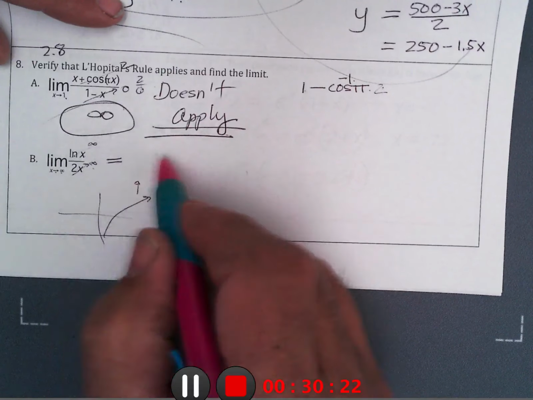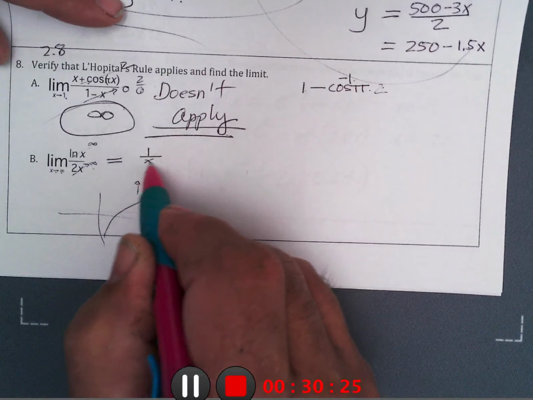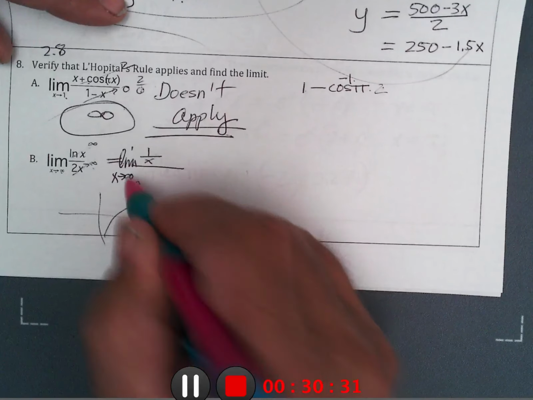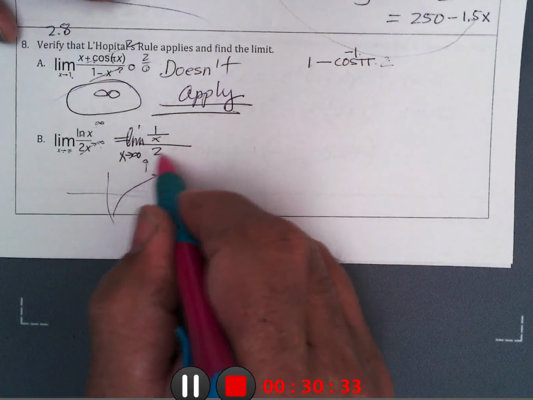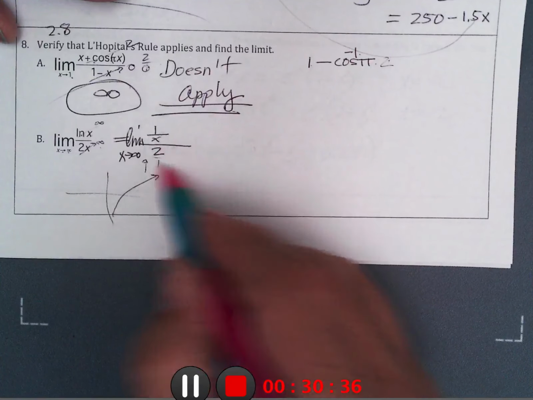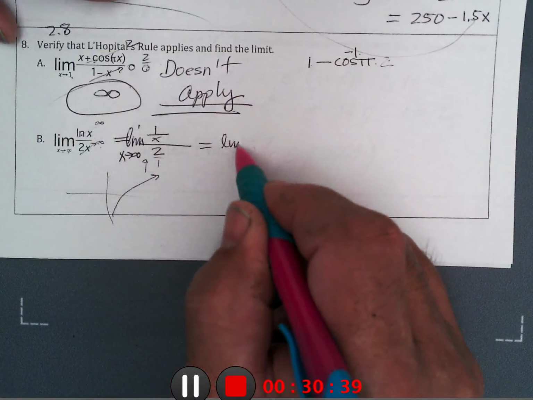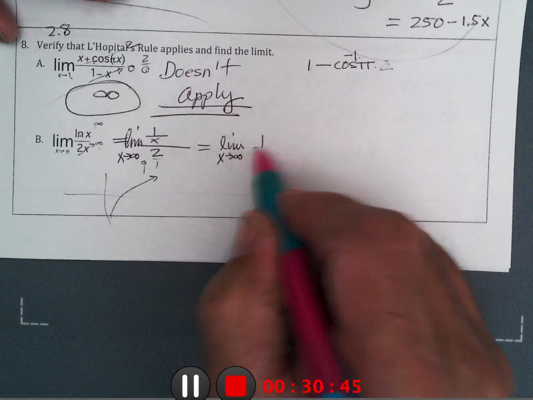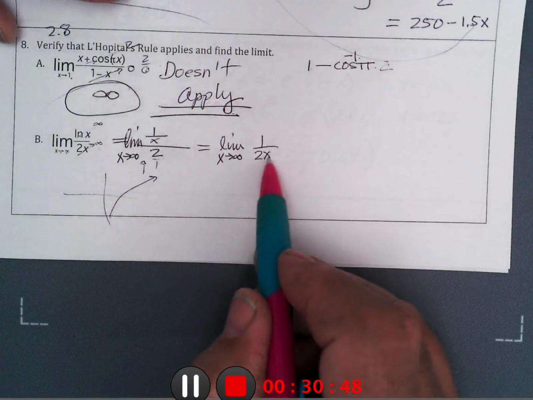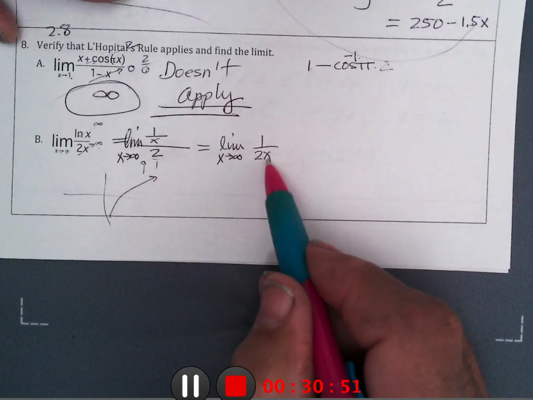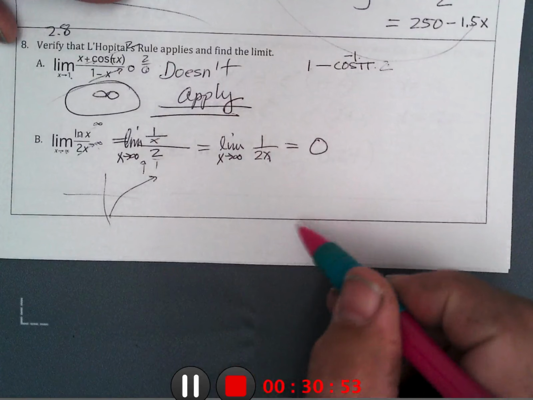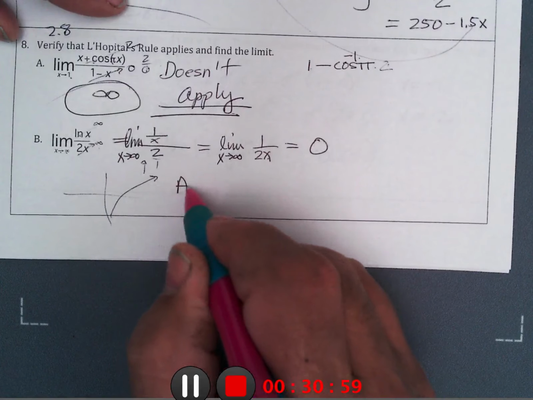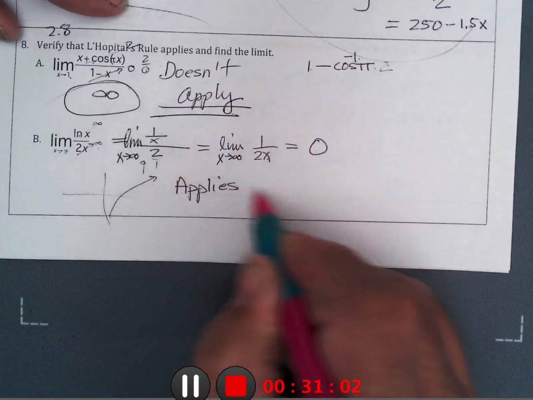So we now can do L'Hopital's rule, which says take the derivative of the numerator, and the derivative of ln x is 1 over x. Oh, and we got to do the limit still as x approaches infinity. And the derivative of 2x is just 2. And so that's 1 over x divided by 2. If I invert and multiply, this is the limit as x approaches infinity of 1 over 2x. And if x goes to infinity, this will go to 0. So it does apply here. And our limit is 0.